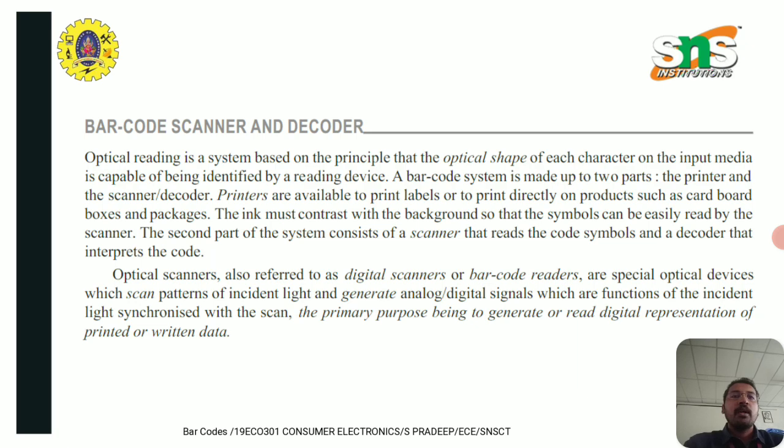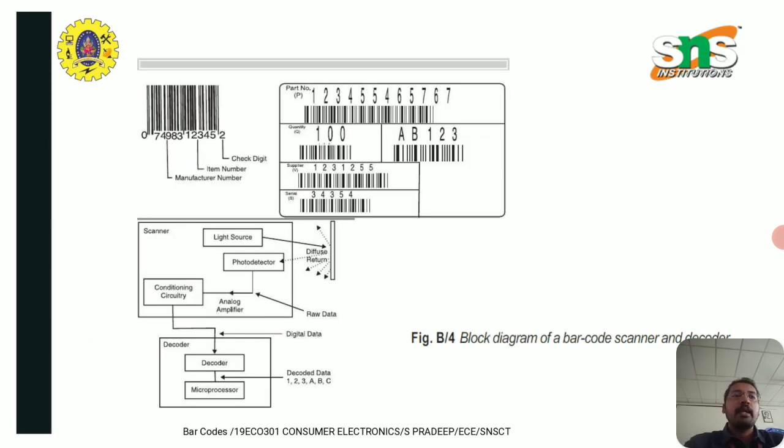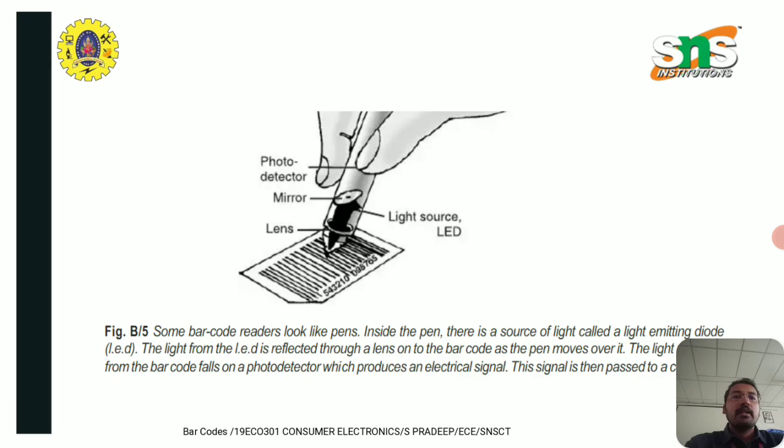Optical scanners, also referred to as digital scanners or barcode readers, are special optical devices which scan patterns of incident light and generate analog or digital signals, which are functions of the incident light synchronized with the scan. The primary purpose is to generate or read a digital representation of printed or written data. The block diagram of a barcode scanner and decoder is shown in this figure. This figure shows that some barcode readers look like pens.